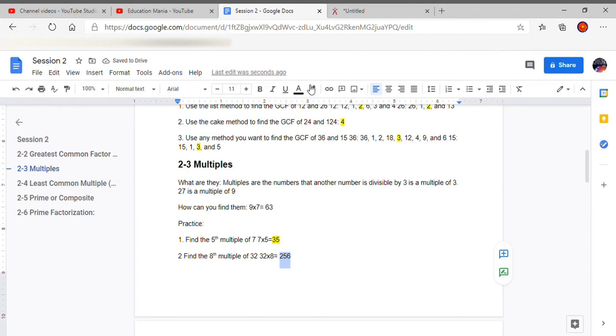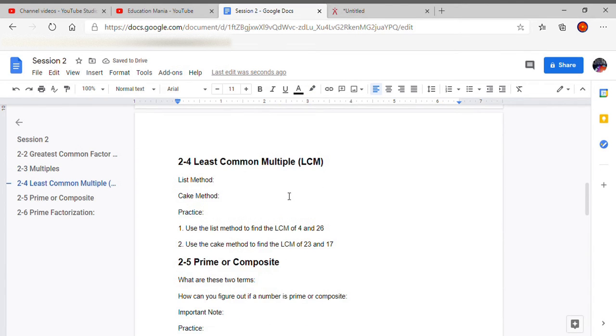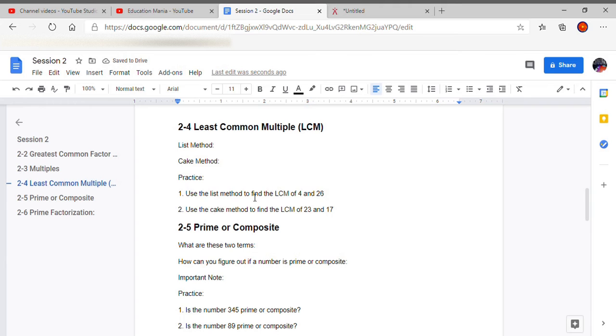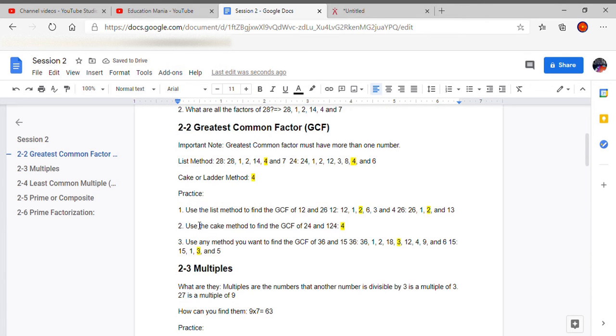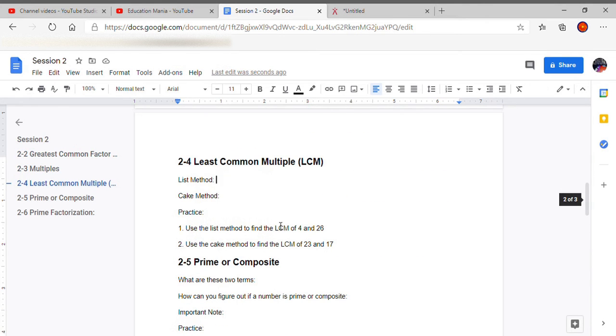Now, we can move on to 2-4, least common multiple. The list method is very time consuming, same thing. You just list everything. For this one, it would be even harder because multiples are never ending, so it's ineffective. But I'll say it here just in case you prefer it.